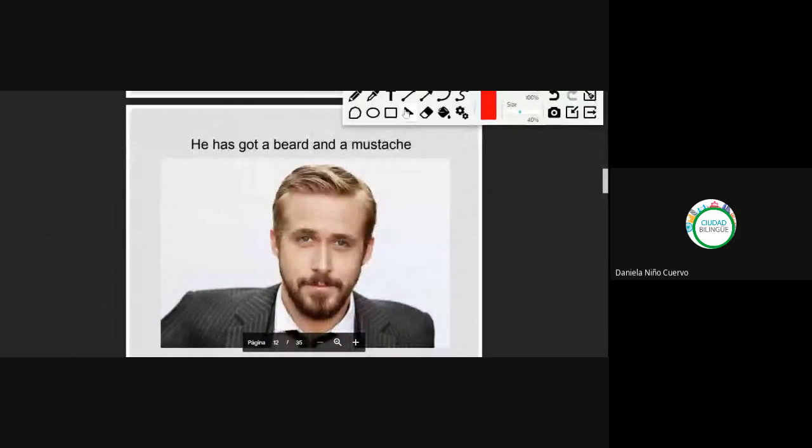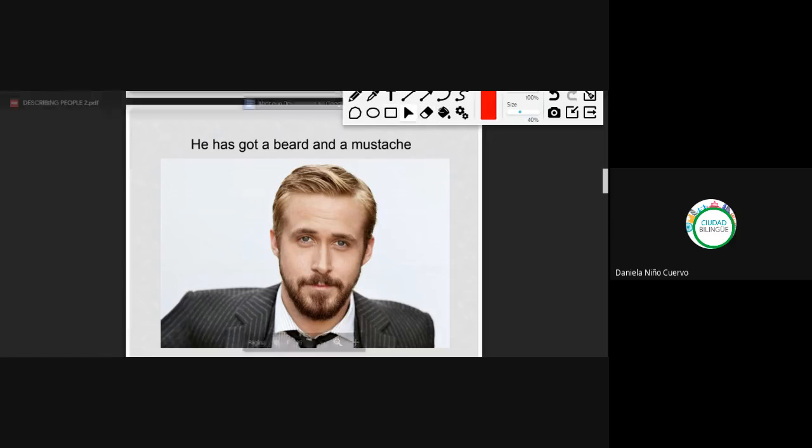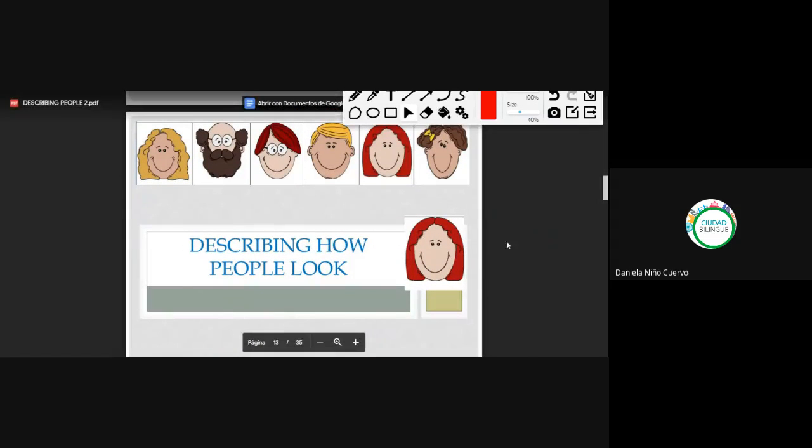We continue. Now we have, he has got a beard and a mustache. Students, what is this in Spanish? Él tiene barba y bigote. Yes, very good, Jesse. Él tiene barba y bigote. We continue. So, describing how people look. Describiendo cómo lucen las personas. Yes, how people look.